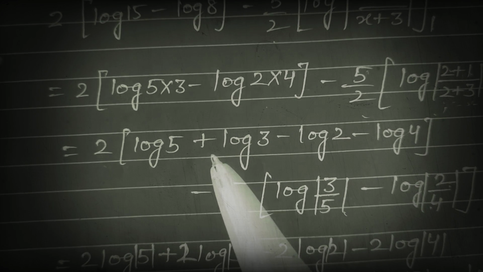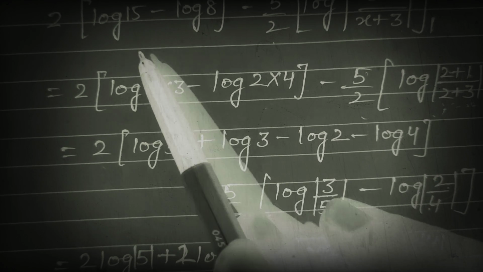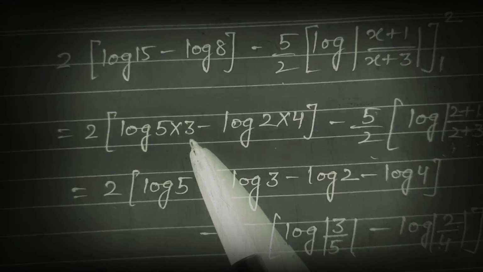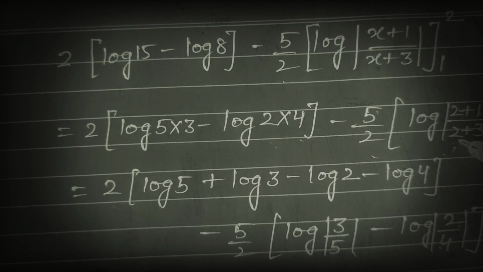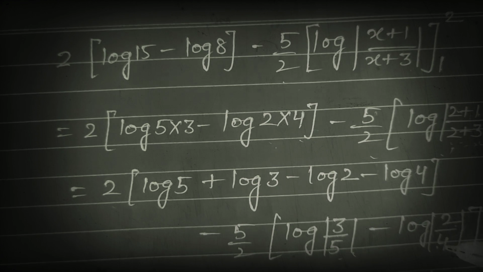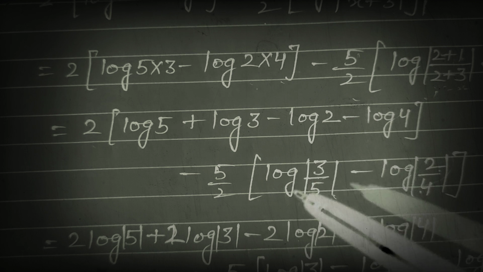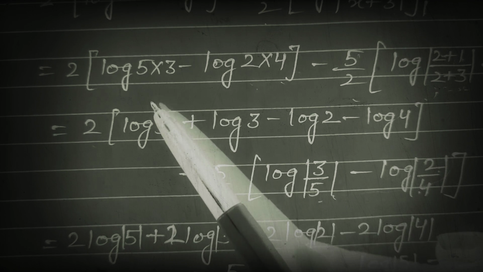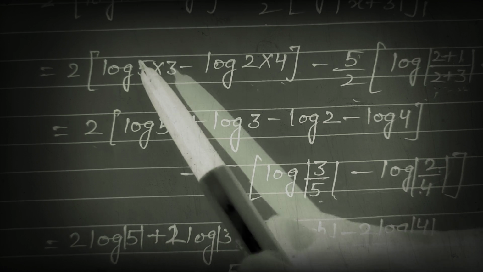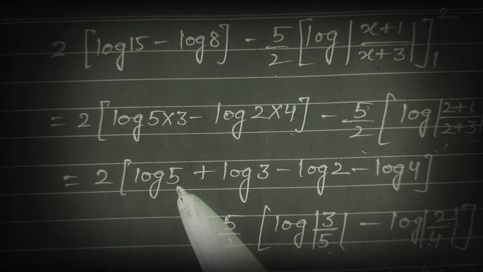Look at this. The full answer is in the form of 15, which is 5 into 3. 8 को हम लिख सकते हैं 2 into 4, and look at this part, 3 by 5 and 2 by 4. So we will simplify it and change the full answer into the form of log 5, log 2, log 3, log 2, log 4. So what is this? Log of m into n is log m plus log n. 15 को हम लिख सकते हैं 5 into 3.